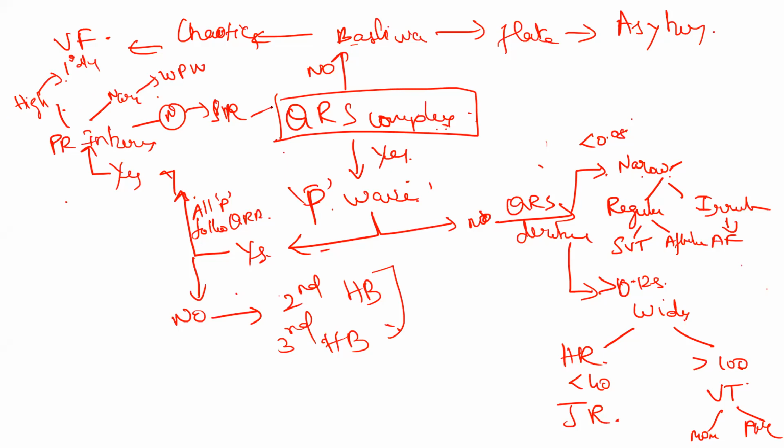Okay, so first question, look for the QRS complexes, yes or no. If there are no QRS complexes, check the baseline. If it's a flat one, asystole. If it is a chaotic one, it is going to be ventricular fibrillation.